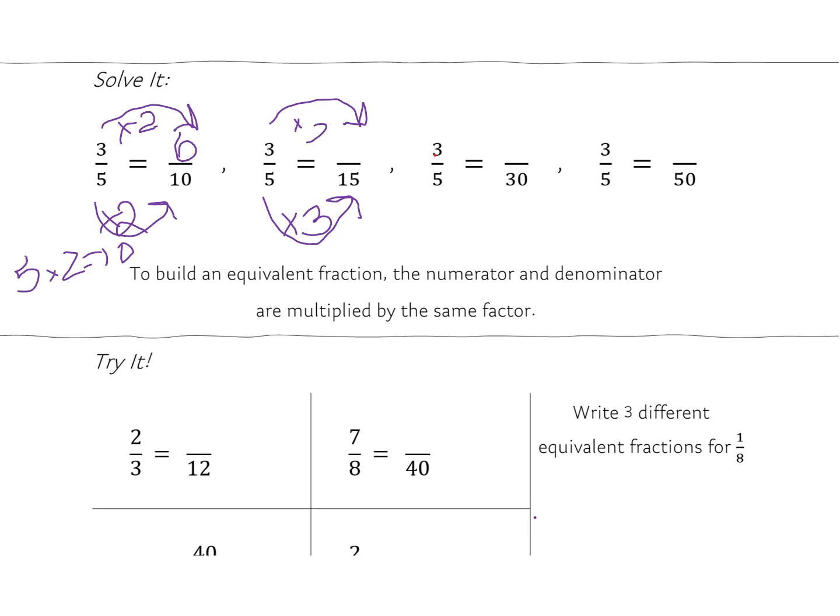There we go. 3 times 3 equals 9. So 3/5 is equal to 9/15. Now if you're wondering why this works, let's draw this first one out.